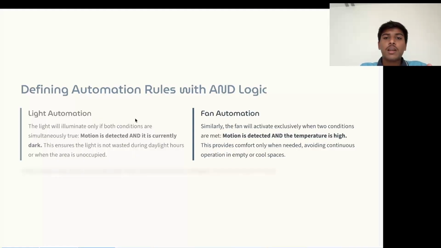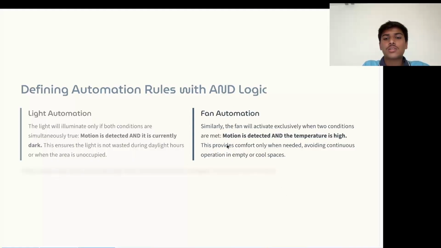In fan automation, first it will check the first condition. If motion is detected by the motion sensor, or the LDR sensor, and the condition is true, the logic gate gives output 1. Then it will check the second condition, that is temperature. If the temperature is high or hot, the second condition gives output true, or 1. That means both conditions are satisfied and the output is 1.